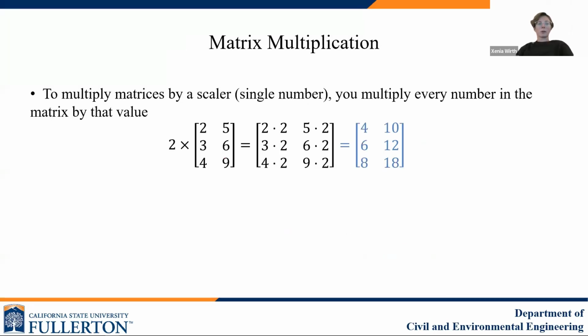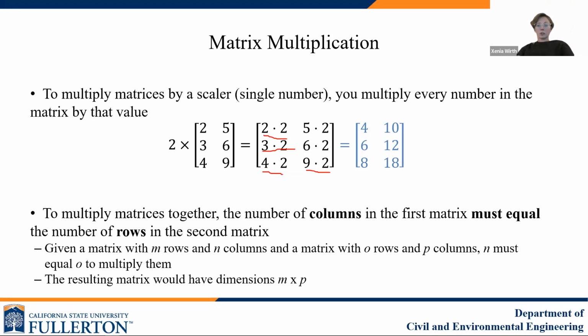To multiply matrices by a scalar now, as we move on to matrix multiplication, you need to multiply every number in the matrix by that value. So it's pretty friendly. If I want to multiply this entire matrix by 2, I multiply every element in that matrix by 2. 2 times 2, 3 times 2, 4 times 2, 9 times 2. Everything becomes double because I'm multiplying everything by 2. So my new matrix should be double my original matrix.